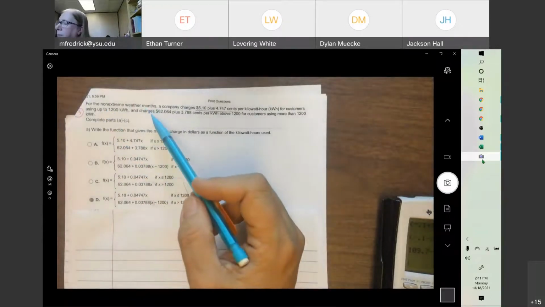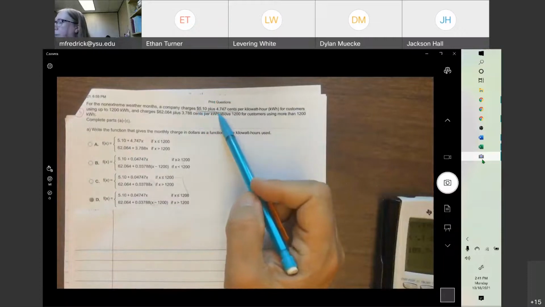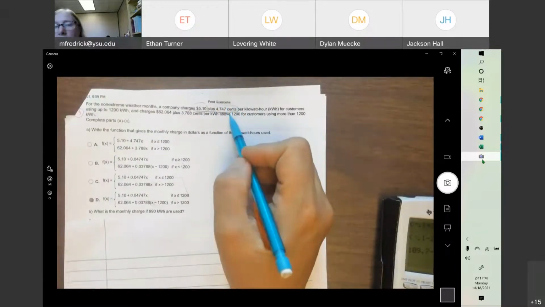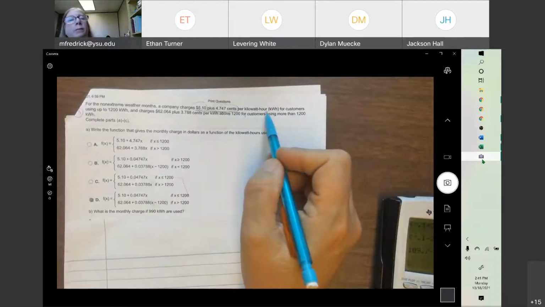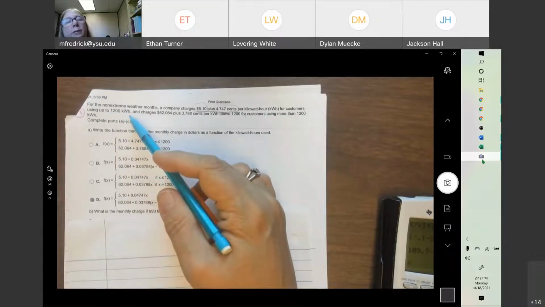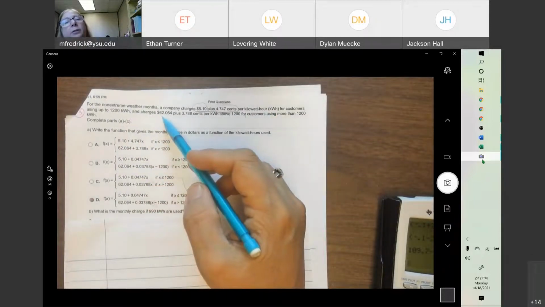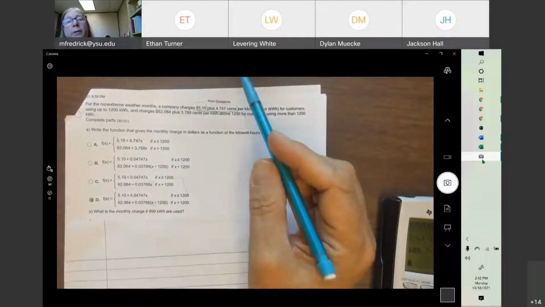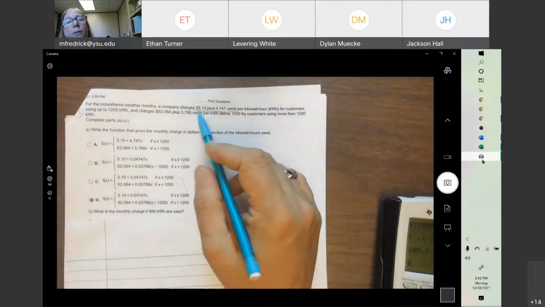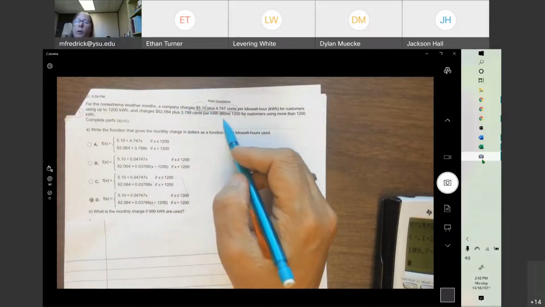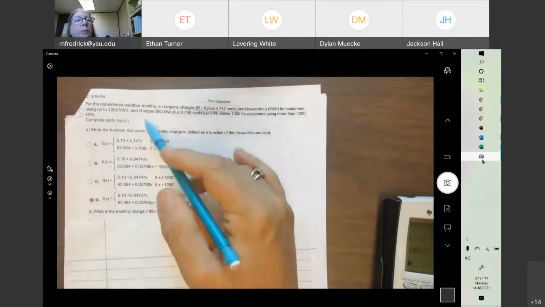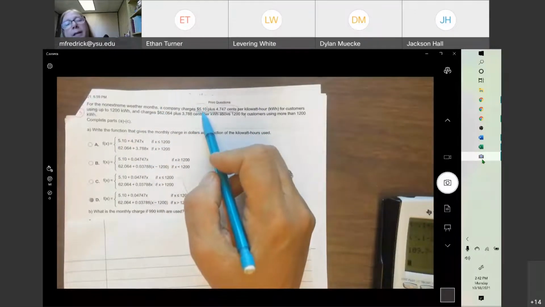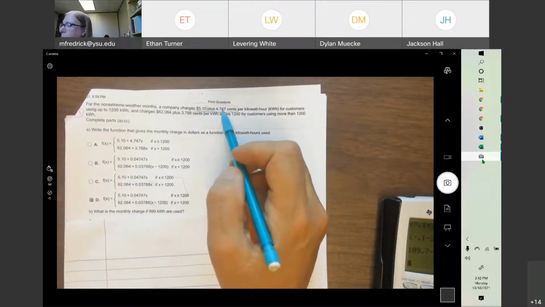For the non-extreme weather months, a company charges $5.10 plus, and notice that this is in dollars and this is in cents. So you have to be careful and change your units. Per kilowatt hour for customers using up to 1,200 kilowatt hours. And then they charge 62.064 plus. Again, this is in cents, so we'll have to change it to dollars per kilowatt hour above 1,200. So you only pay this extra charge on the amount that's over the 1,200 for customers using more than 1,200 kilowatt hours.